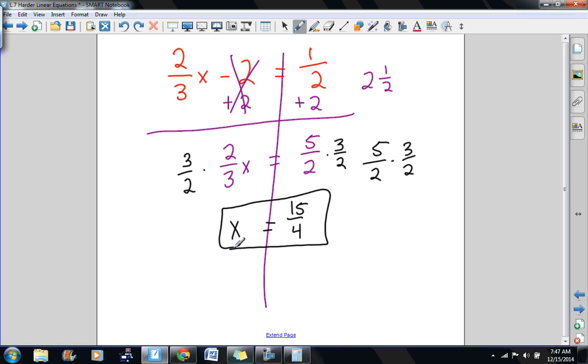And I know you guys dislike fractions, like every other middle school student in the history of ever has hated fractions, but they're not going to go away. They're just a necessary part of mathematics. So that is our answer. You can check it like any other answer.